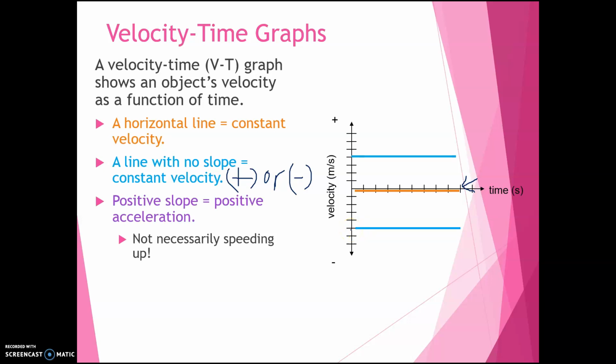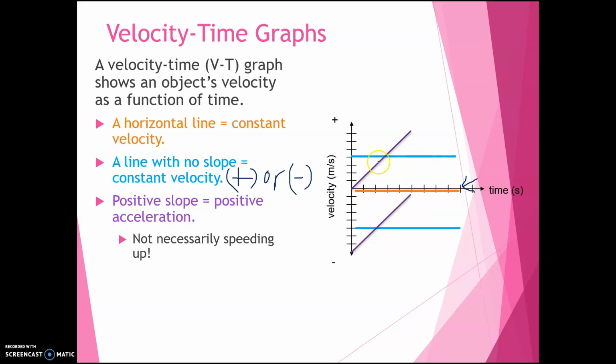All right, but let's say that we have a positive slope. So a line that looks like this purple line. That positive slope indicates a positive acceleration. So it doesn't always mean that it's speeding up. In this case, yes, it's speeding up because the object starts at 0 and it's increasing to a velocity of 2 meters per second, 4 meters per second, 6, 8 meters per second. Yeah, that's speeding up. But if you have that same positive slope in the negative portion of your graph, that means something completely different.